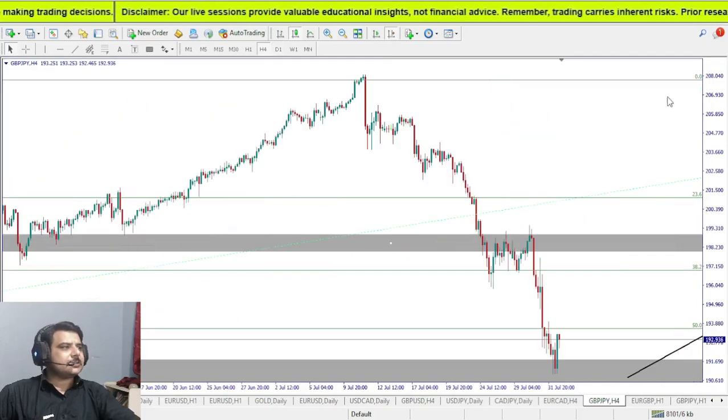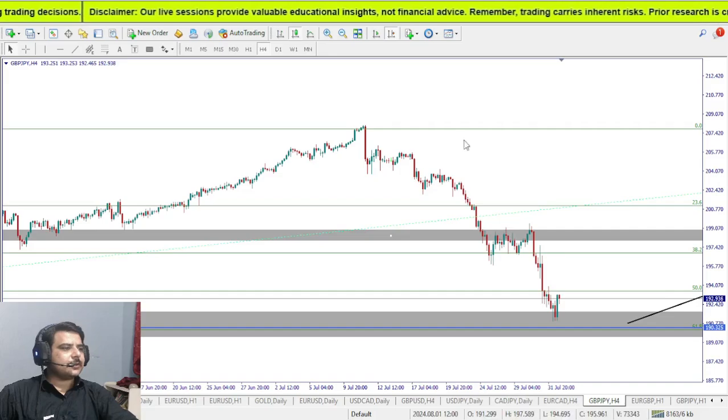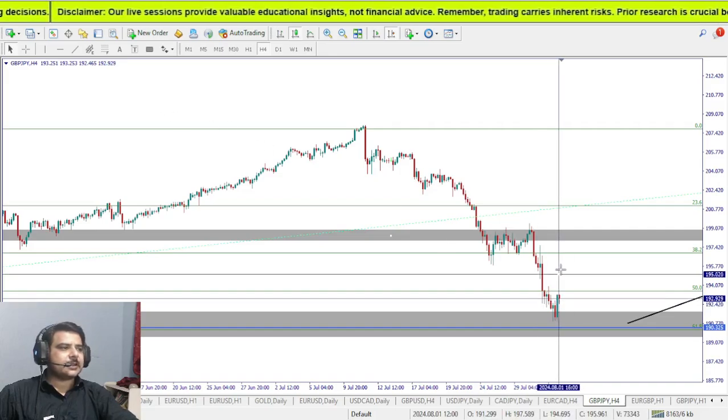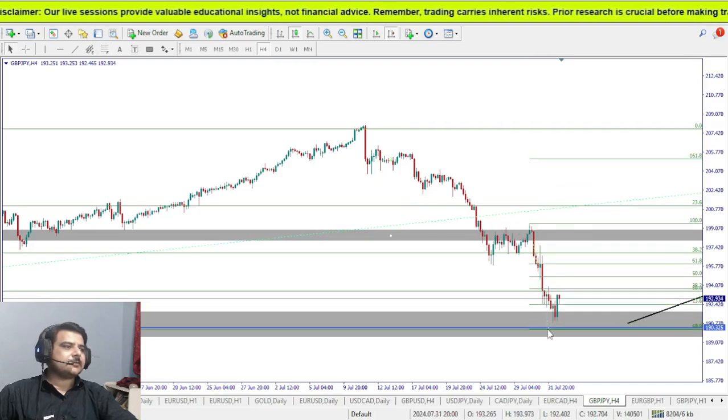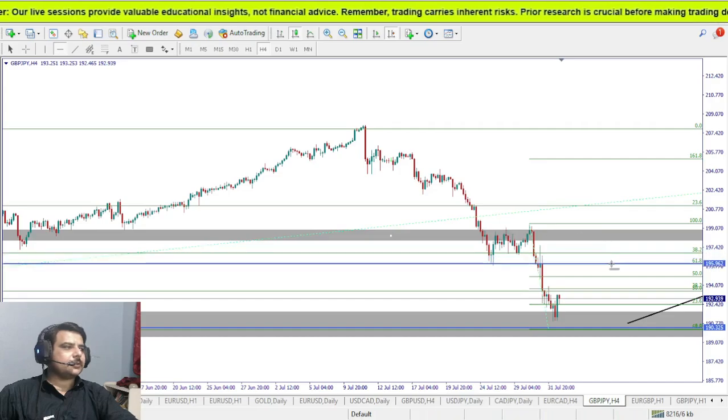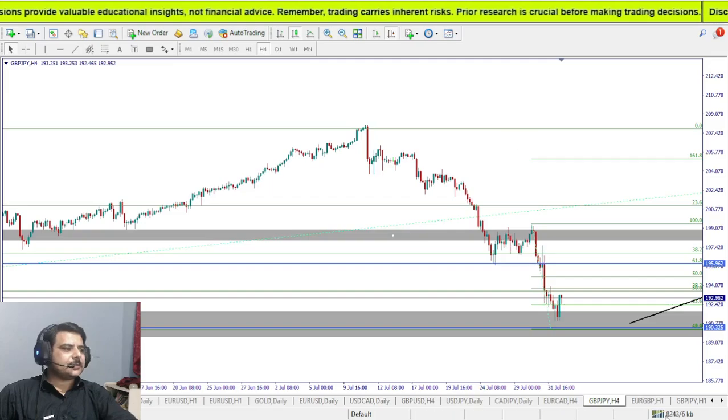On the short term, if anyone wants to trade, there are good opportunities. First, this buy opportunity right here towards this recent Fibonacci, and the take profit can be all the way towards right here. So a profit of around 480 pips is expected.